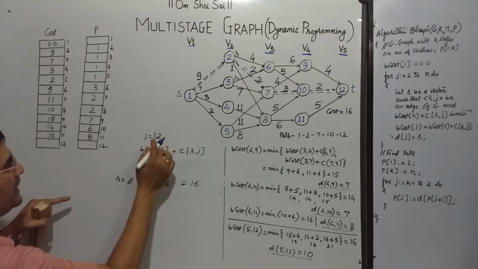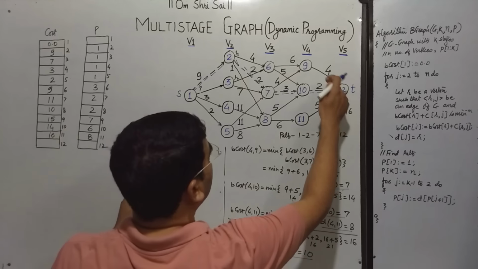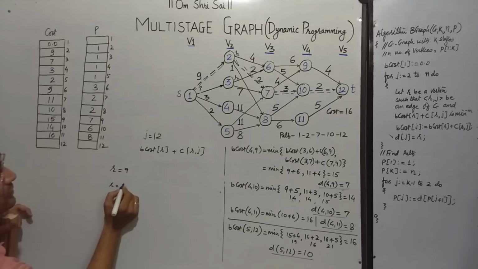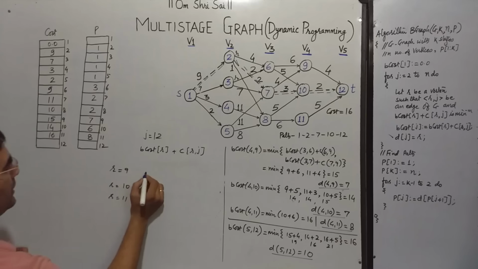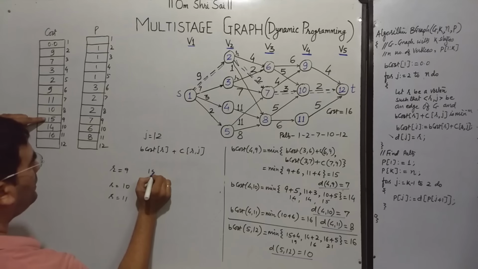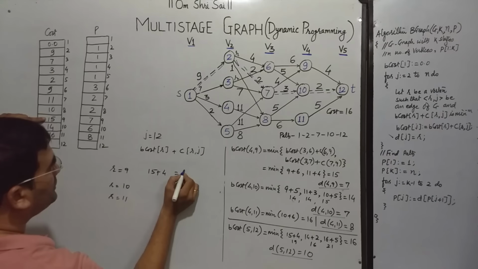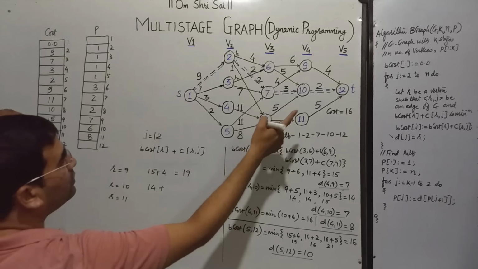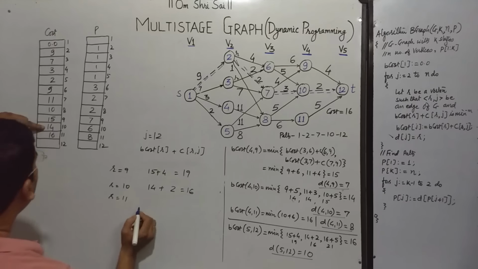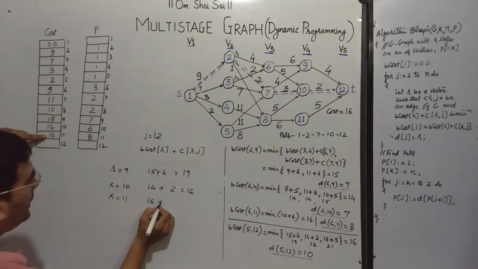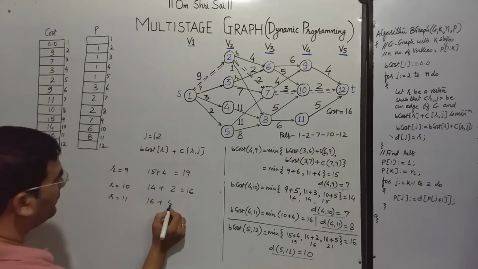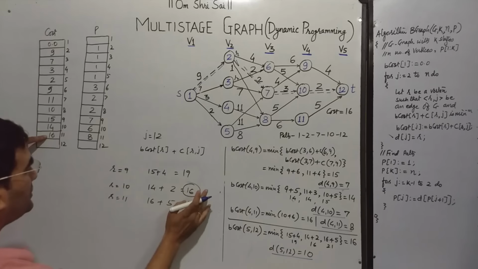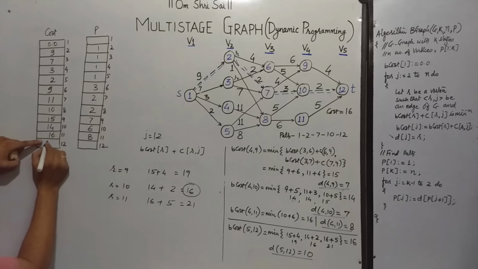j is equal to 12. For this, let us see which r can be. We can go here from 9, from 10 and from 11. So r can be r is equal to 9, r is equal to 10 and r is equal to 11. So let us calculate. That is cost of 9, 15 plus 9 to 12, that is 4, it is equal to 19. Then cost of 10, it is 14 plus 10 to 12, that is 2, that is 16. Now next is for 11, this is 16 plus 11 to 12, that is 5. So it is actually 20. What is the minimum value? That is 16.